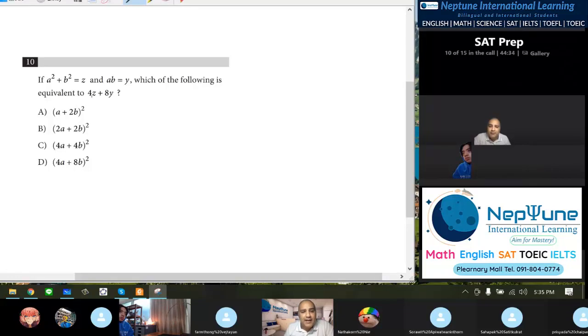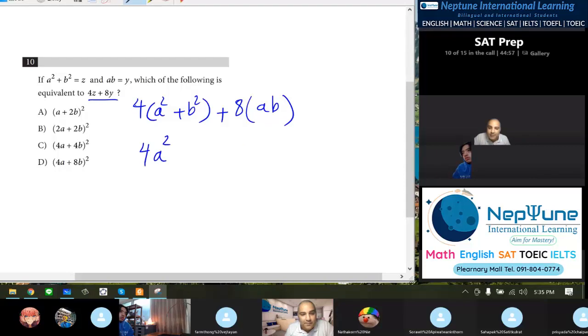So just do that. 4z is 4 times a squared plus b squared, plus 8y, which is 8ab. That's what the question wants me to do. And then I get 4a squared plus 4b squared plus 8ab. Now you have to be very good with quadratics.